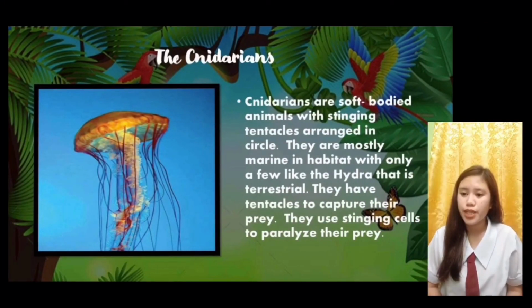Cnidarians are soft-bodied animals with stinging tentacles arranged in circle. They are mostly marine in habitat with only a few like the hydra that is terrestrial. They have tentacles to capture their prey. They use stinging cells to paralyze their prey. So, the next one is the Cnidarians.